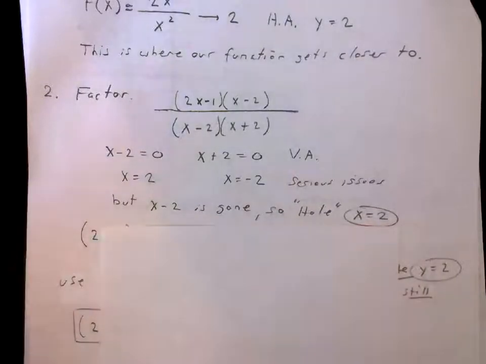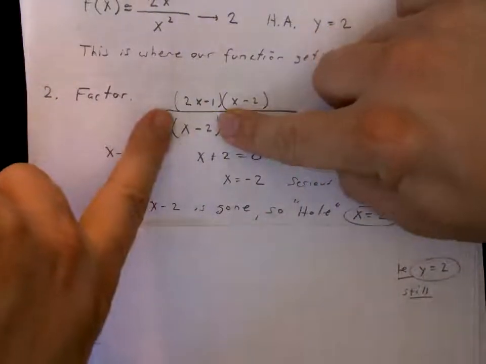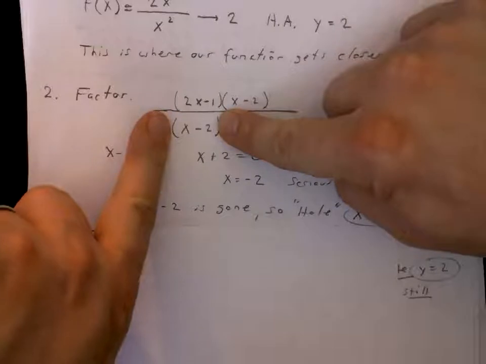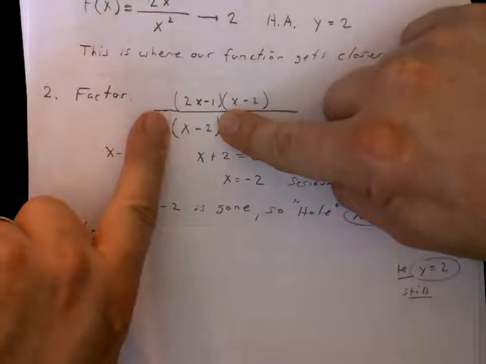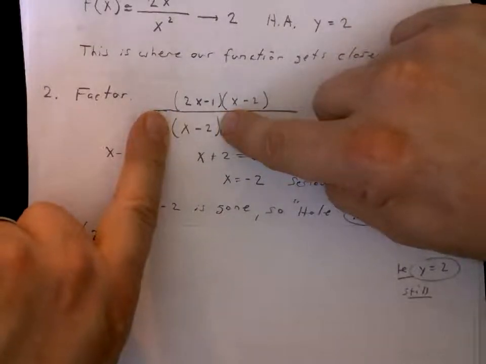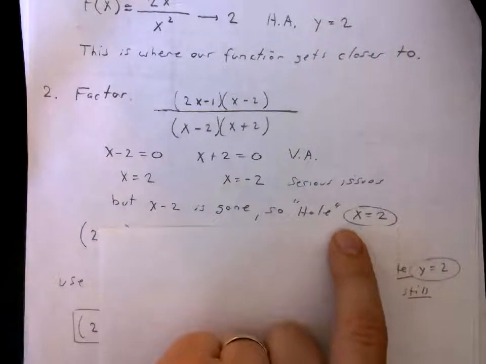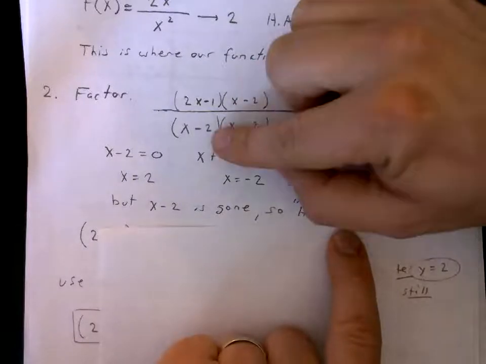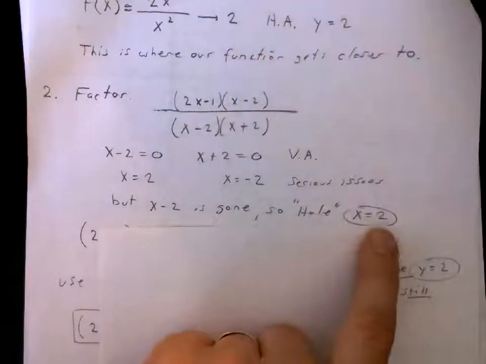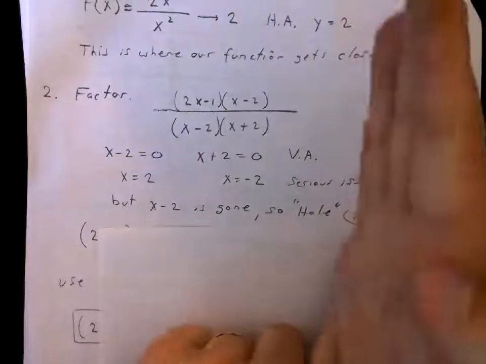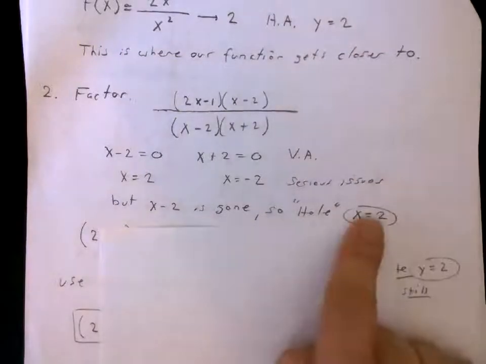Now, remember, this is a vertical asymptote at x minus 2. But back in my summary, if I had a hole instead of a vertical asymptote, the hole takes precedence. So x equals 2 is not a vertical asymptote. It is a hole instead.